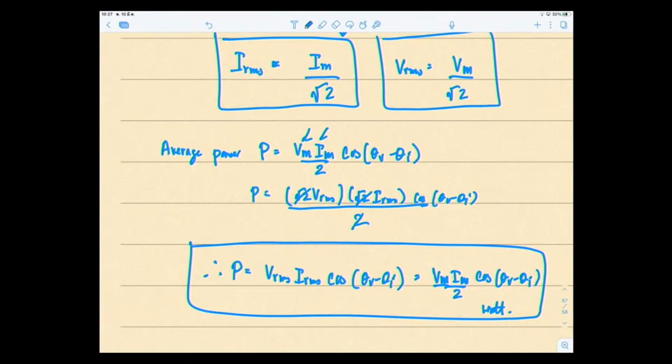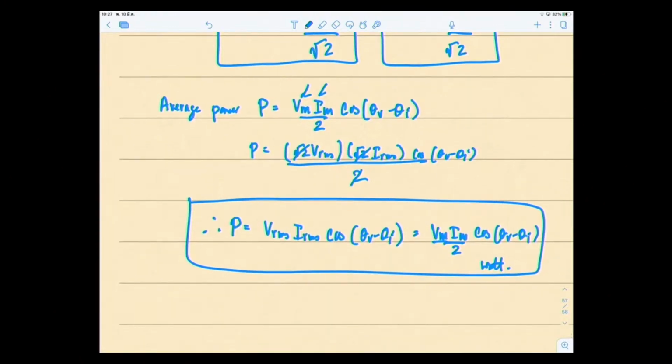So in Thailand, VRMS is equal to 220 volt and our frequency is 50 hertz. The voltage VRMS is the value you get when you measure using a voltmeter.